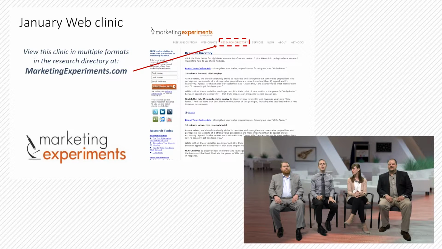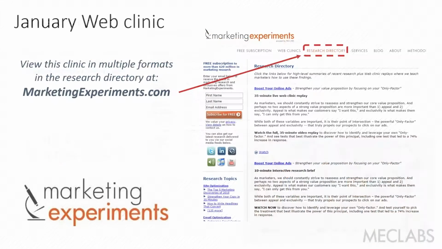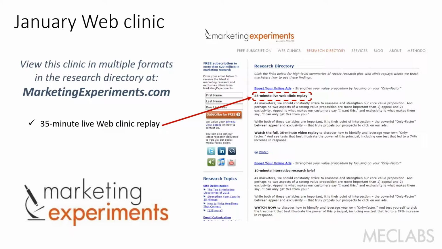I do think I have a slide here that, if for some reason you didn't see the clinic, you can go to marketingexperiments.com right there. You'll find, it should be at the top of the research directory, a 35-minute web clinic replay. That's where we break these principles down. We show examples. So you can always go there. There's also a new version we're kind of playing with right now, a 10-minute interactive research brief.